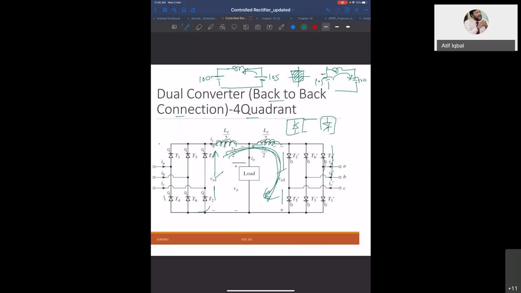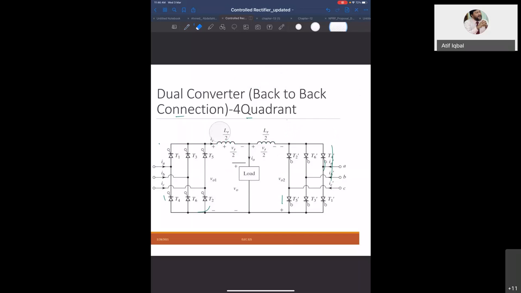Okay. Now, where is this kind of converter used? We use this kind of converter when we have regenerative braking in the drive system. Regenerative braking.